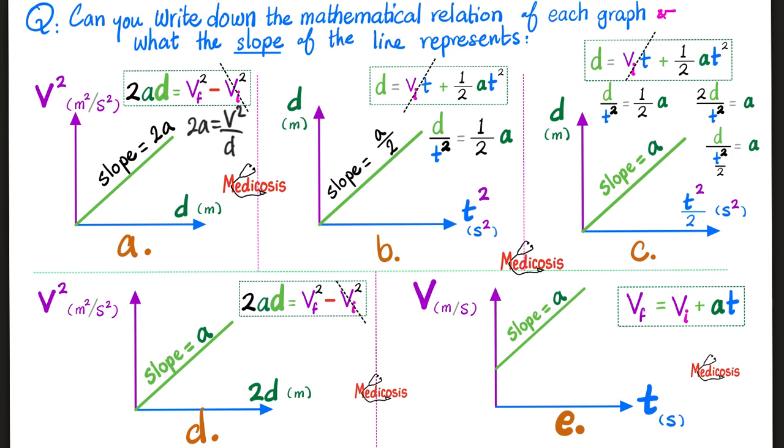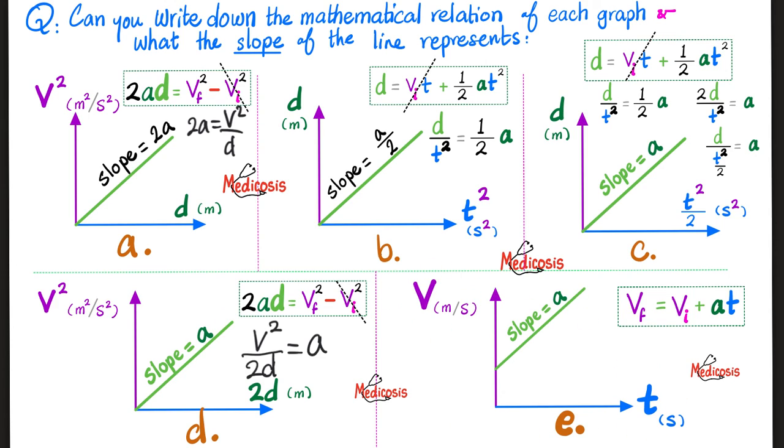How about here? I need v squared and 2d. This is the only equation that has 2d. I will cancel v initial because I started from 0. Rearrange your equation, please, so that you get v squared divided by 2d. Guess what? The slope has to equal a. And how about this one?